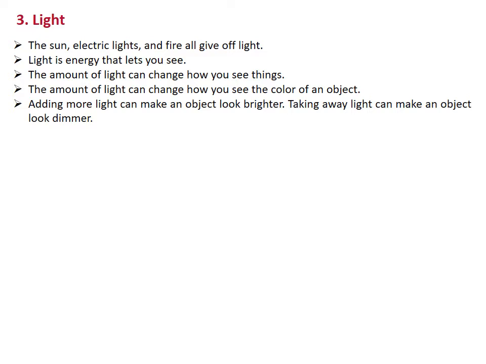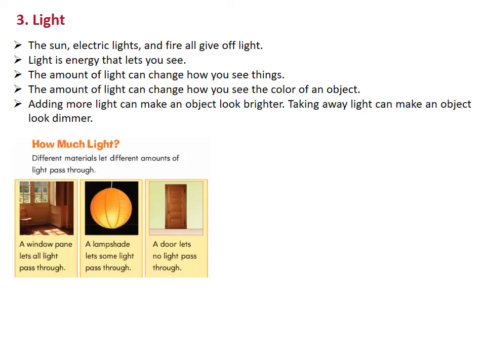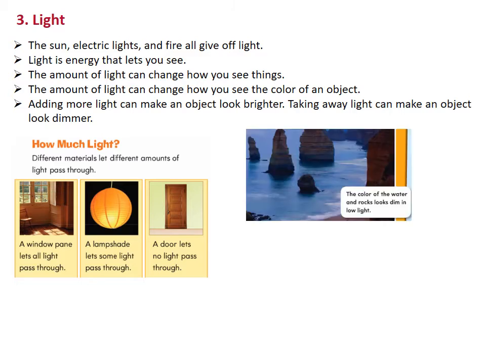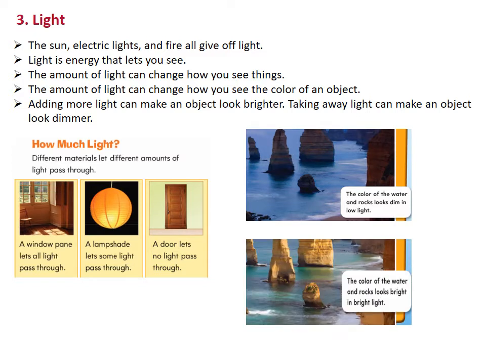an object look dimmer. In this picture, we can see different materials that let different amounts of light pass through. A window pane lets all light pass through. A lampshade lets some light pass through, but a door lets no light pass through. In the second picture, we can see that the color of the water and rocks looks dim in low light. In the third picture, we can see that the color of the water and rocks looks bright in bright light.